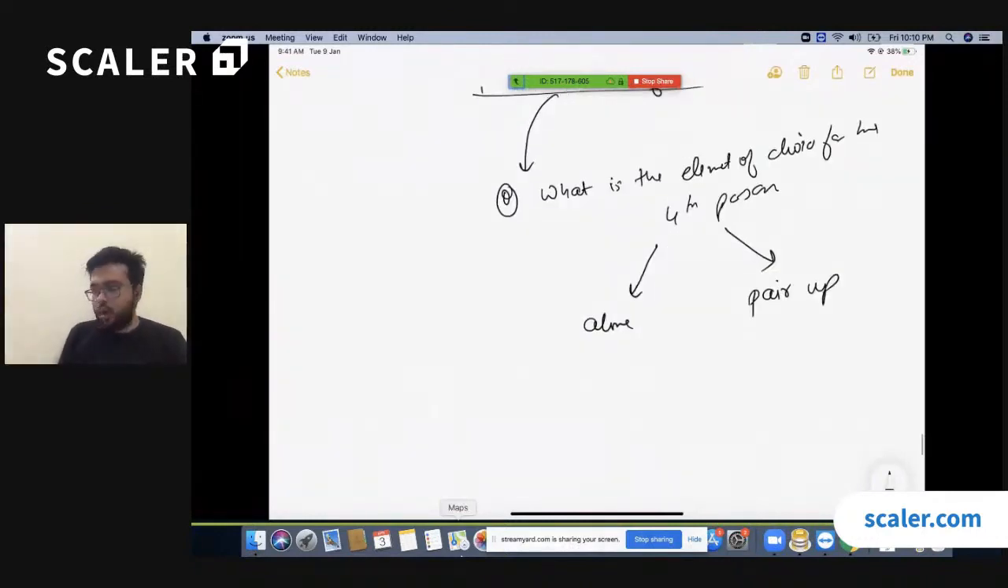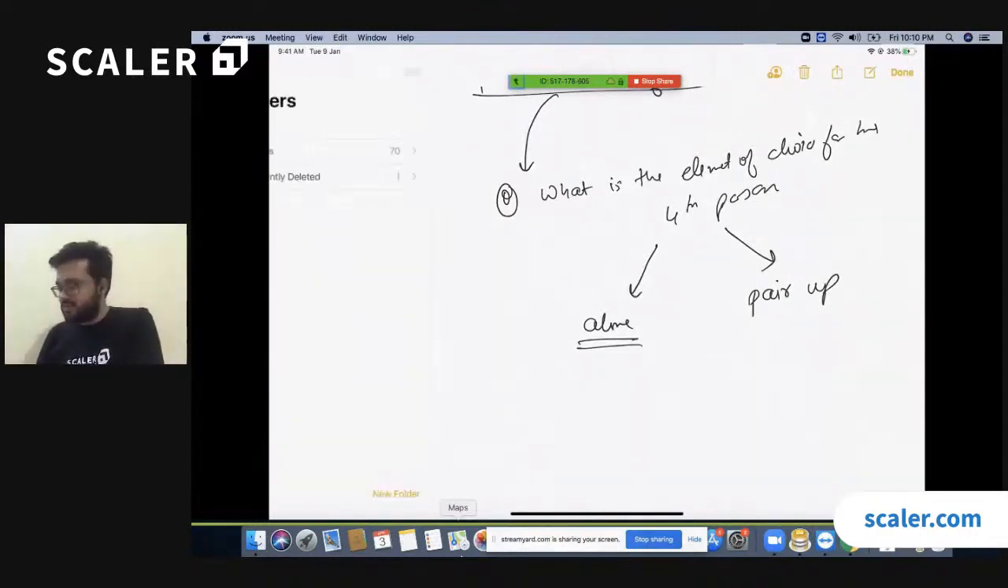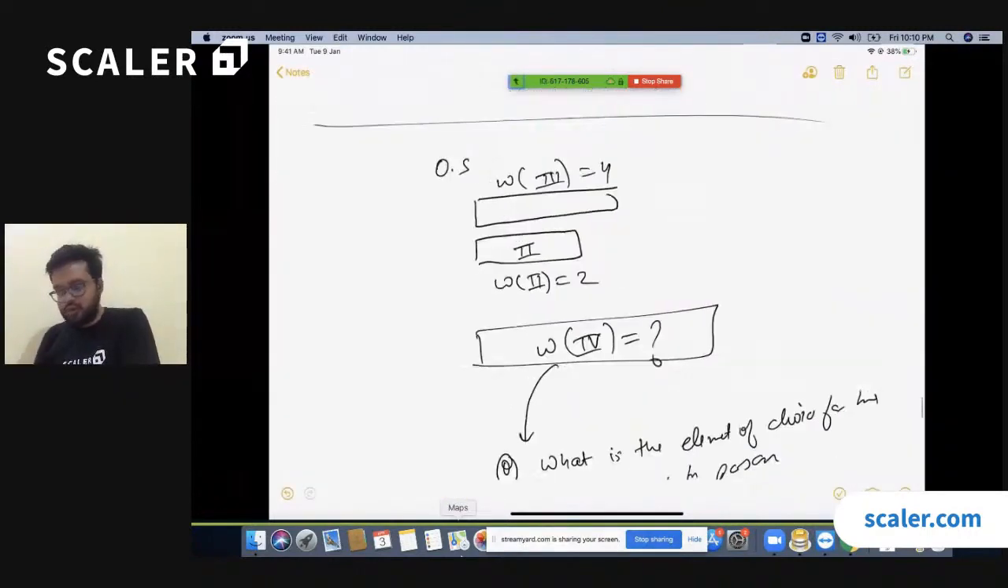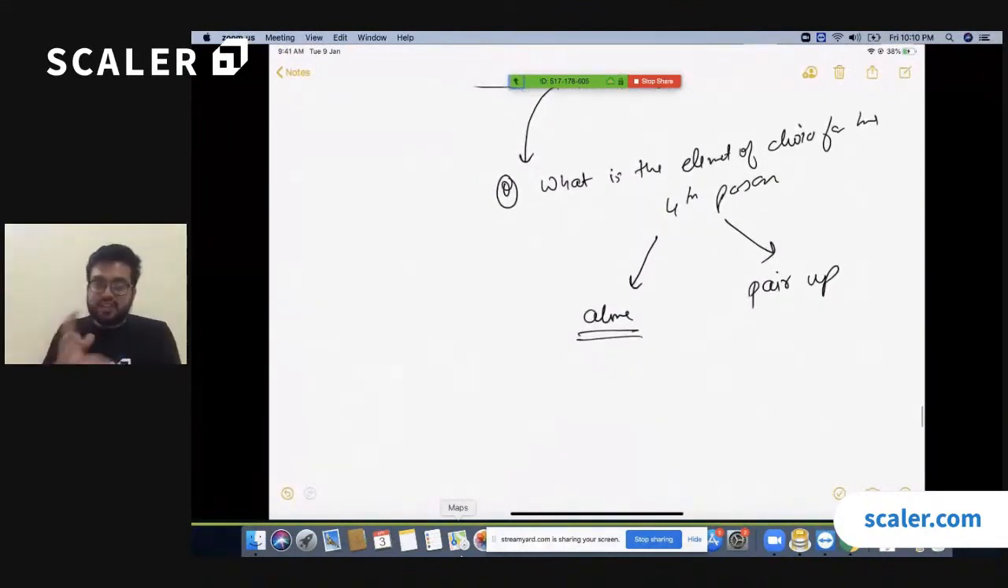If he enjoys the party alone, do you think the problem reduces to the number of ways 3 people can enjoy the party? Let's say we already know the answer for 3 people, which was 4. Now the 4th person comes, and if he's enjoying the party alone, he's not doing anything else, so the number of ways would just be the number of ways 3 people can enjoy it, multiplied by 1. Does that make sense, people? So you can say the number of ways 3 people can enjoy the party multiplied by 1, if the 4th person is enjoying the party alone.